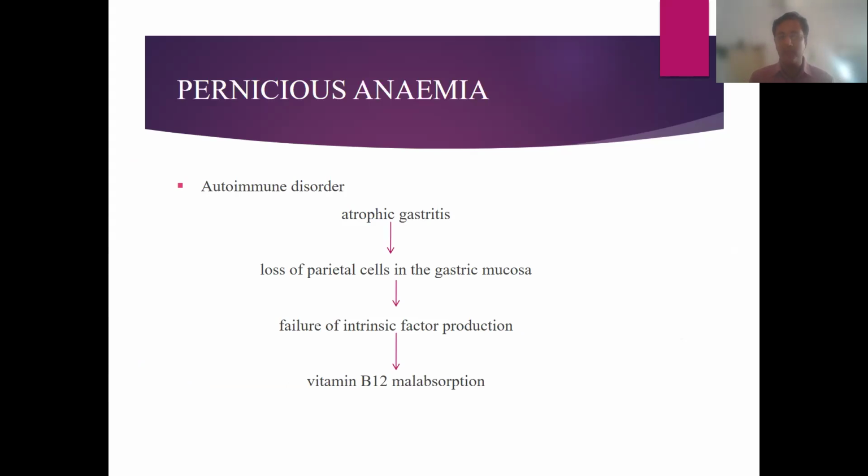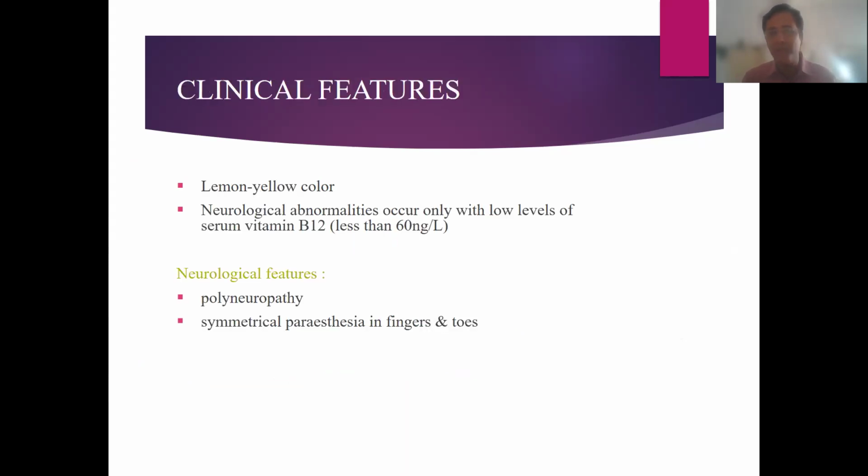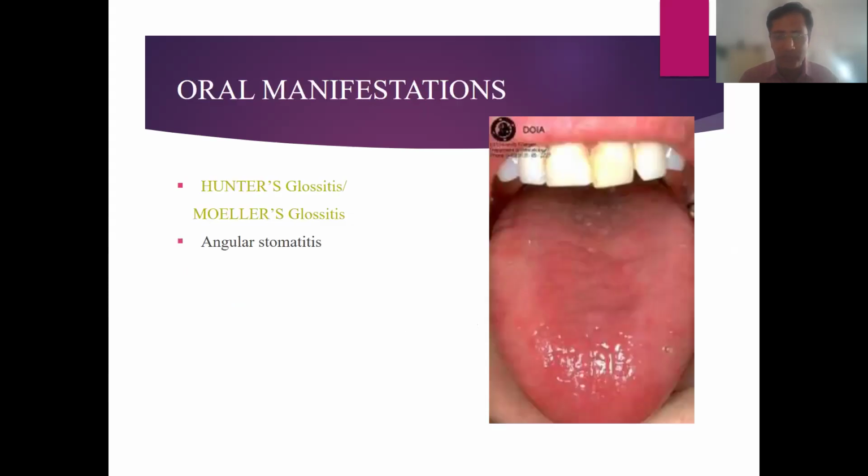Then what is pernicious anemia? It is an autoimmune disorder, atrophic gastritis will be there. There is a loss of parietal cells in the gastric mucosa, and there is a loss of intrinsic factor production. Then there will be vitamin B12 malabsorption. What are the clinical features for this? Neurological abnormalities occur with the low level of vitamin B12. In these cases, there will be vitamin B12 deficiency, neuropathy, polyneuropathy, and symmetrical paresthesia in fingers and toes.